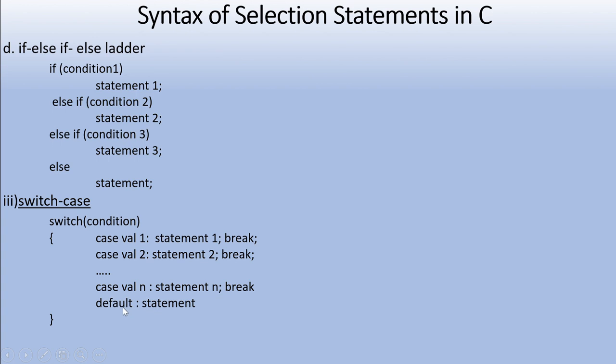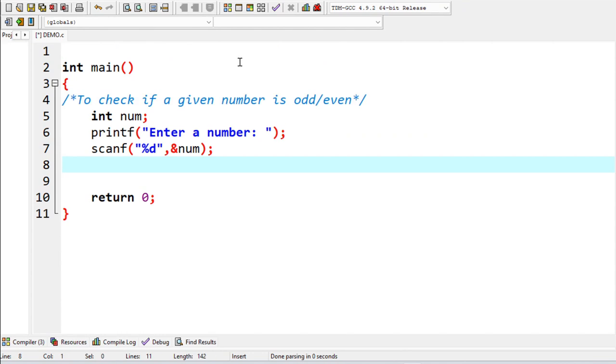The statement mentioned in the default will be done when none of the above cases are matching, and the default can appear anywhere. It is not compulsory that it has to be the last statement of the switch block, but wherever the default is mentioned, the section corresponding to the default will be done if and only if all the given cases have not been satisfied. So let's look at examples to understand each of the selection statements.